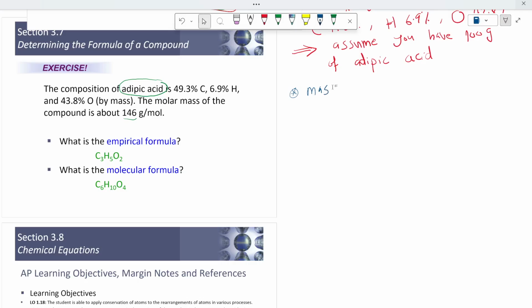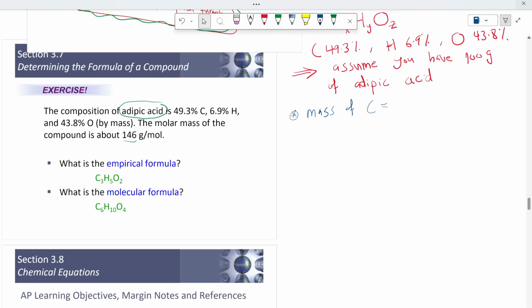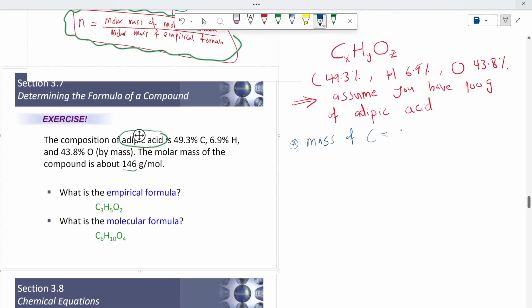The mass of carbon equals the percentage of carbon, which is 49.3%, 49.3 over 100, times 100 grams, which is the mass that we assumed. So 100 with 100 will cancel one another, so the mass is 49.3 grams. Now X here is the subscript of carbon.